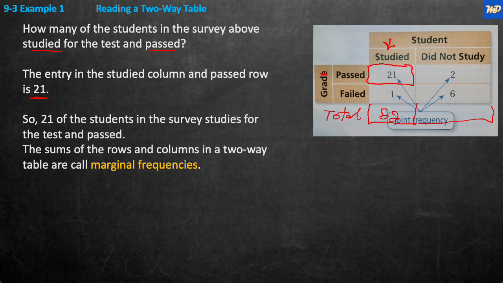And we're going to have it on the columns side too. In the next slide, I think we're going to see that. Okay? So again, marginal frequencies are the totals of each row and the totals of each column.